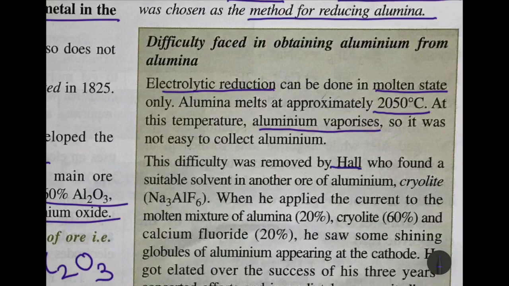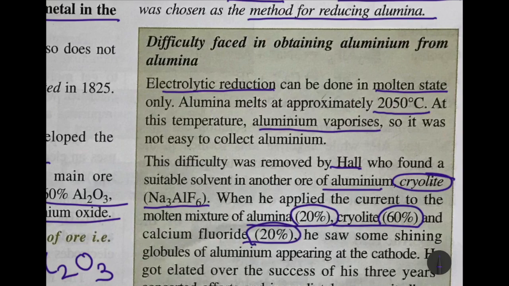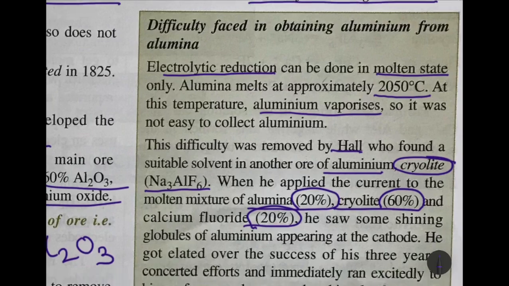He found a suitable solvent in another ore of aluminium, which was known as cryolite. Okay, so this is the formula of cryolite. So when he applied the current to the molten mixture of alumina, he took 20% of alumina, cryolite he took about 60%, and calcium fluoride 20%. Then he saw globules of shiny aluminium appearing at the cathode. So the difficulty was overcome in that way.